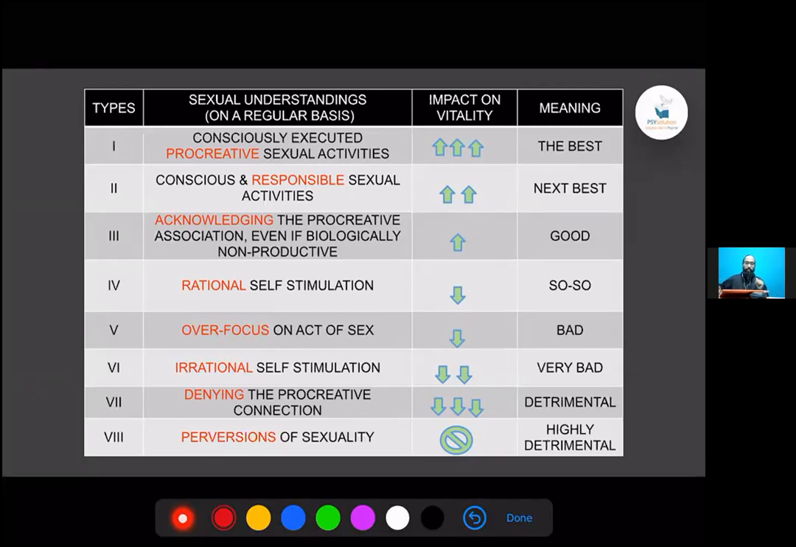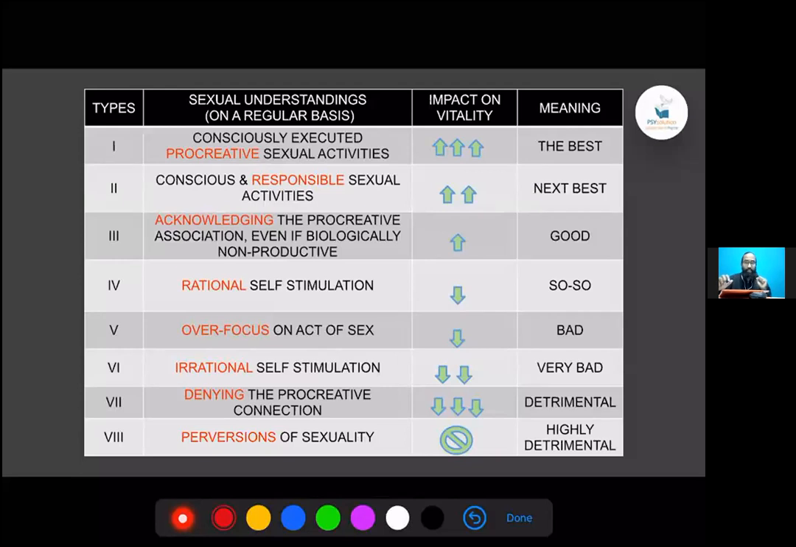Right. So let's go through this chart to understand the proposal. The first is the consciously executed procreative sexual activities. Try and understand each word. Consciously executed procreative sexual activities. That means the partners, those who are in the procreative journey. It is not that the time of the sex means the number of the procreation. Obviously, it is a procreative journey. So sexual interaction during the procreative journey will enhance the quality of the procreative journey.